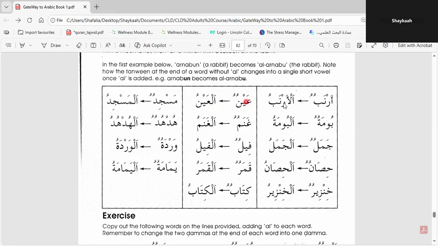You see, I cannot say arnabun, al-arnabun. I cannot say al-arnabun. No, that's wrong. It has to be arnabun or al-arnabu. Ainun or al-ainu. Masjidun or al-masjidu. Bumatun or al-bumatu. Ghanamun or al-ghanamu. Hudhudun or al-hudhudu. Jamalun or al-jamalu. Filun or al-filu. Wardatun or al-wardatu.